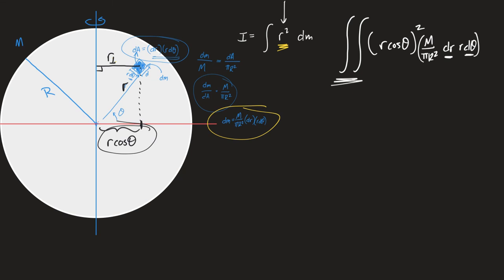You will take anything that has nothing to do with r and theta and bring it out front. That's easy. Then you'll separate this into two parts. One part collects all the stuff with r, and one part collects all the stuff with theta.